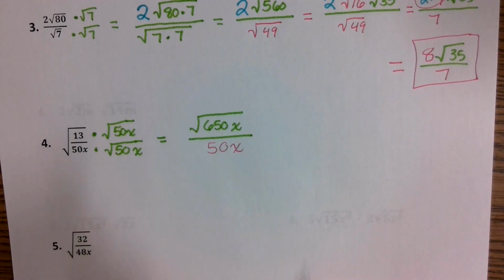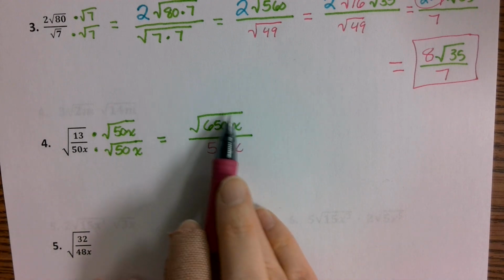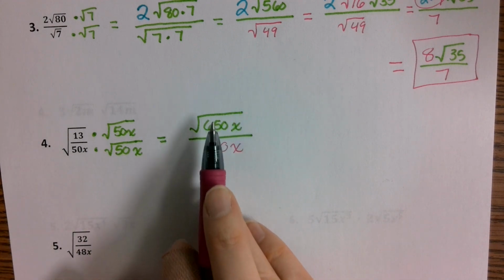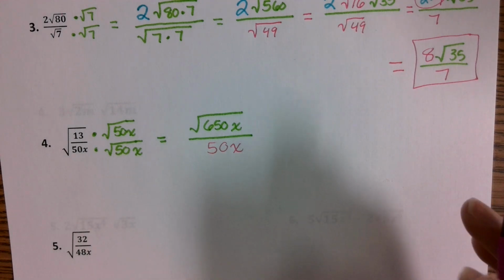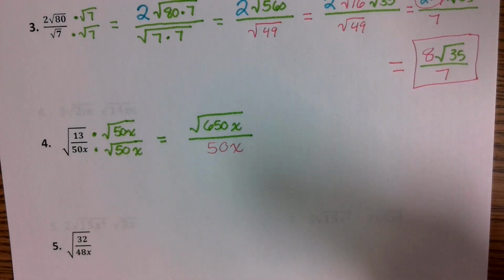So 650, we want to break this down. Now, you're not going to typically get numbers this big. We're not going to throw something like that at you on the test. We're not going to throw something that big at you on an assignment. This is just for example purposes.